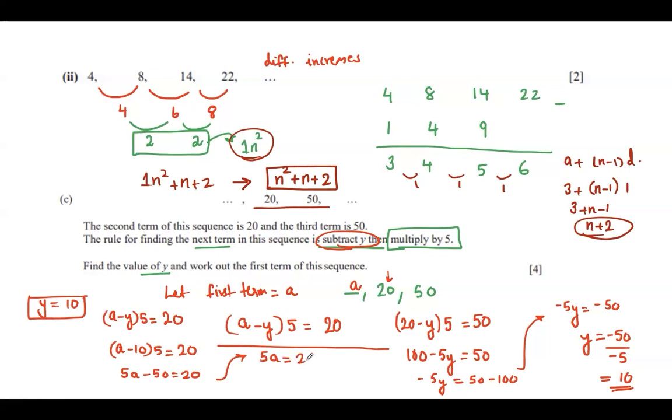5a is equal to 20 plus 50. A is equal to 70 by 5, which is 14. So we have y is equal to 10 and a is equal to 14. I hope this makes sense, guys.